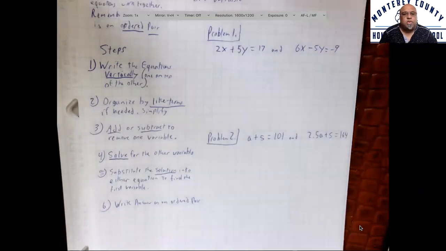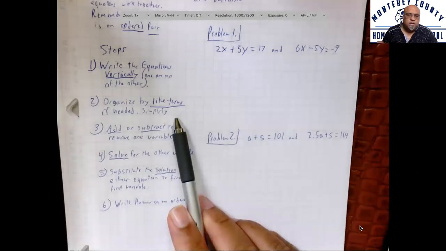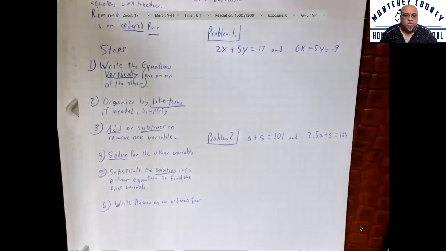Step 1 is write the equations vertically, or in other words, put one on top of the other. Number 2, organize by like terms if needed, and simplify if needed. Number 3, add or subtract to remove one variable. Number 4, solve for the other variable. Number 5, substitute the solution into either equation to find the first variable. And step 6, write the answer as an ordered pair.